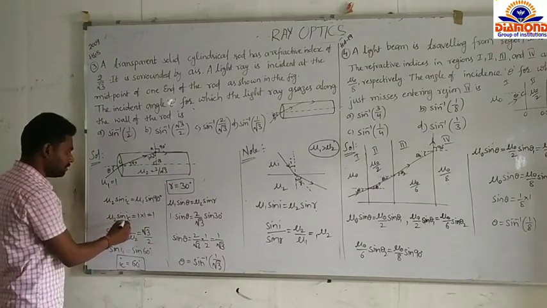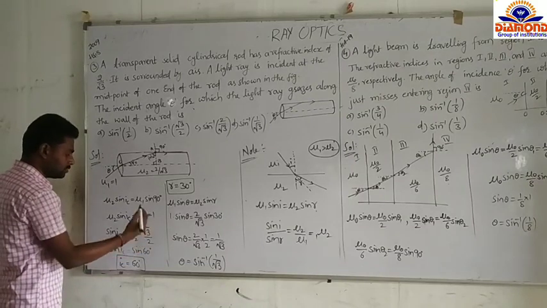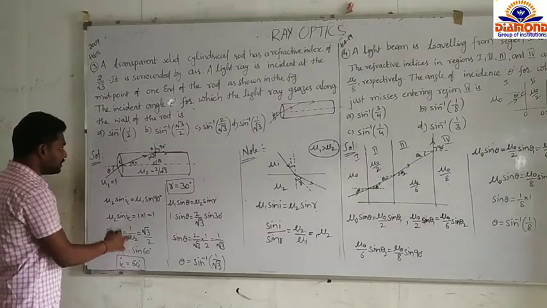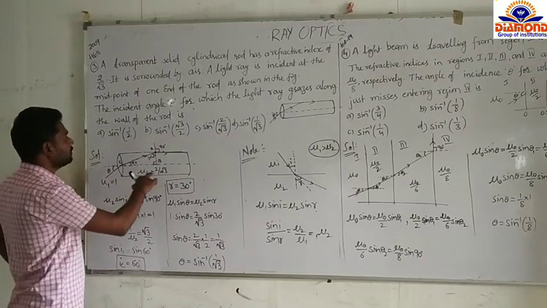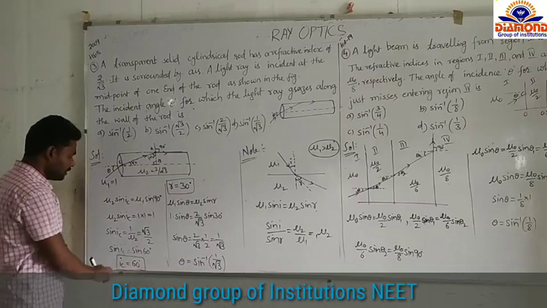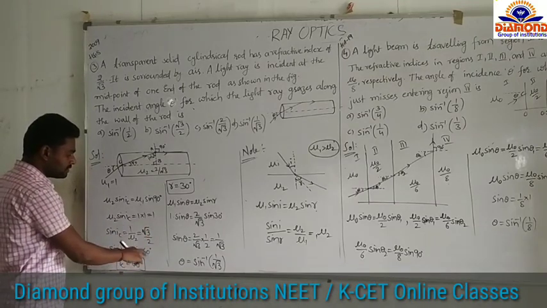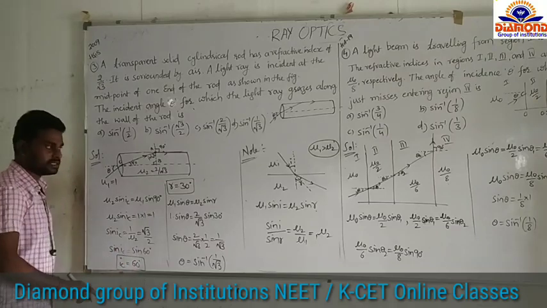We will get mu2 into sine IC equal to 1, and sine IC equal to 1 by mu2 equal to root 3 by 2. The mu value they have given is 2 by root 3. So here 1 by mu2 is there, then we will get root 3 by 2, and sine IC equals root 3 by 2. In sine terms, when will we get root 3 by 2? At 60 degrees, so IC equals 60 degrees.